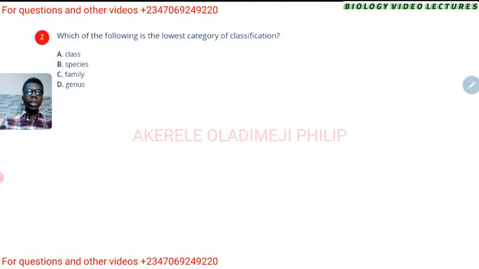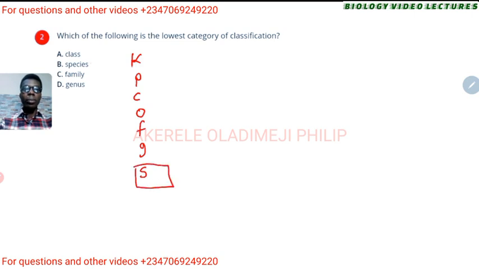Which of the following is the lowest category of classification? Well, if you can remember this: kingdom, phylum or division, class, order, family, genus, then species. All right, so the smallest one down here is species, which makes B correct. As you move downwards, that's the lowest hierarchy of classification.